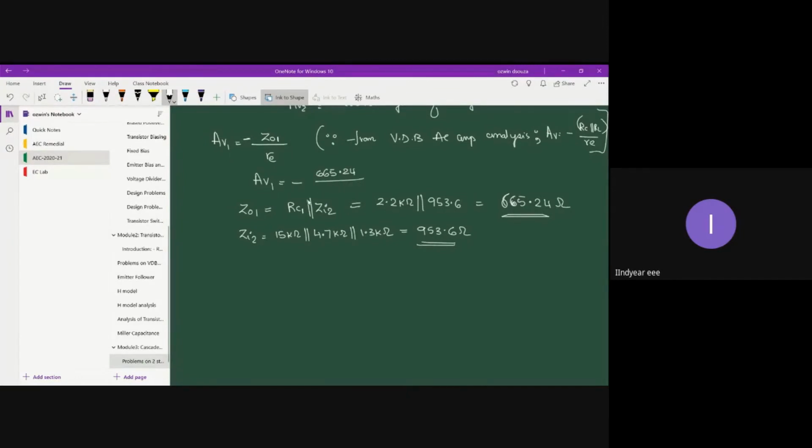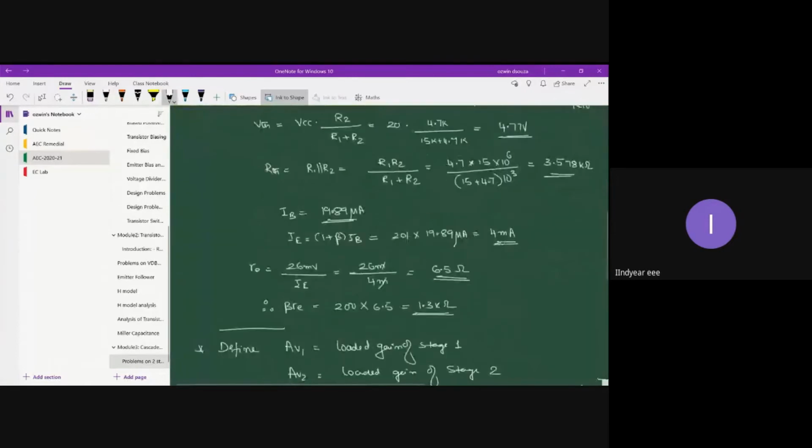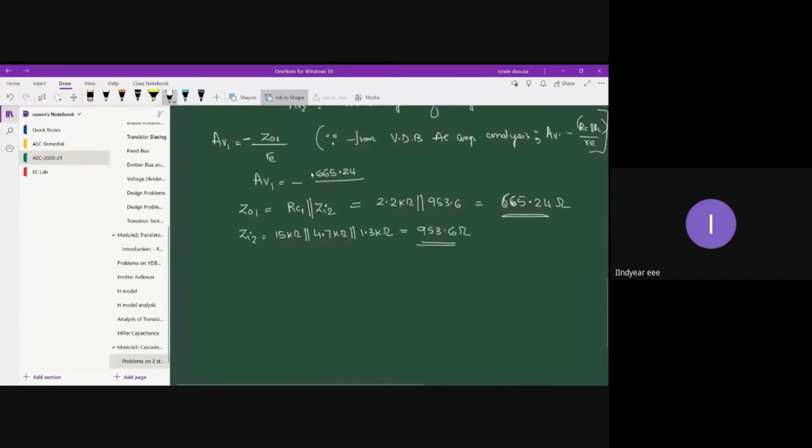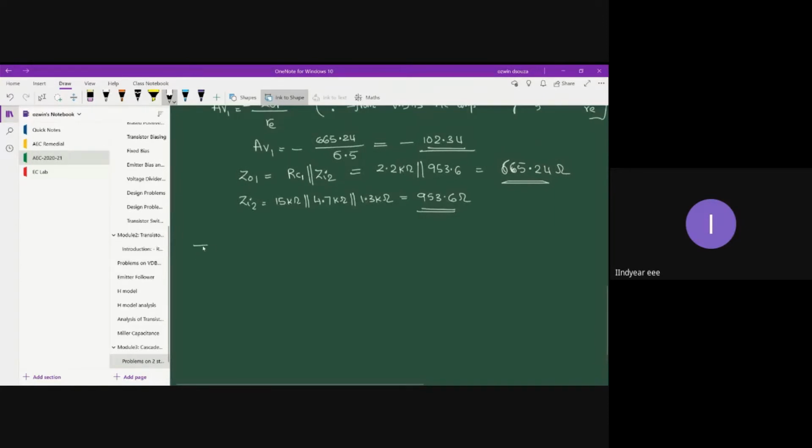So AV1 is equal to minus Z01, which is 665.24, divided by RE. How much did we get RE as? In the previous step, somewhere here we found it, right? 6.5. So that is equal to 102.34. Are you getting it? So stage 1 gain is 102.34. Similarly, let's look at stage 2.